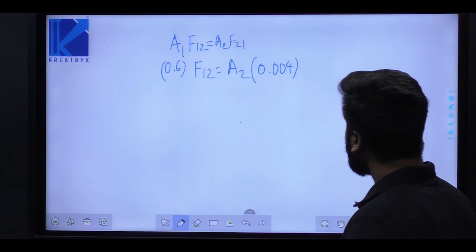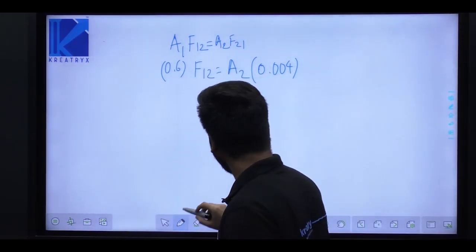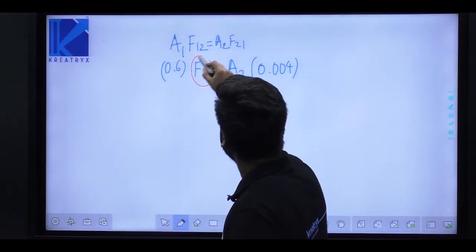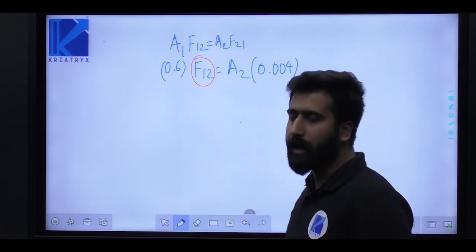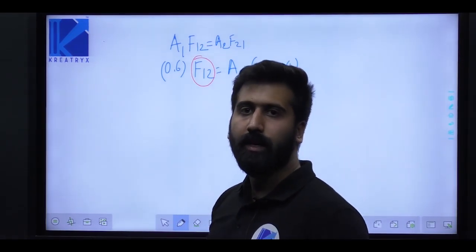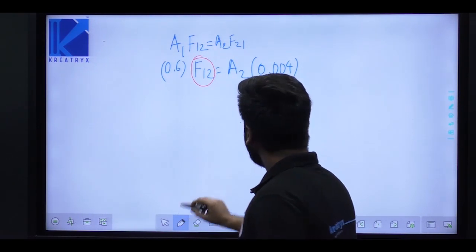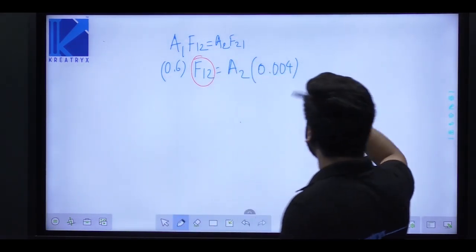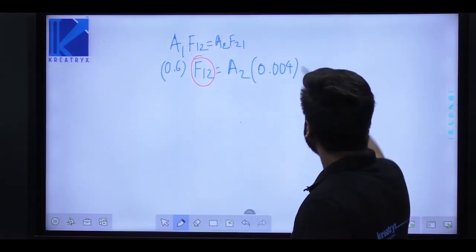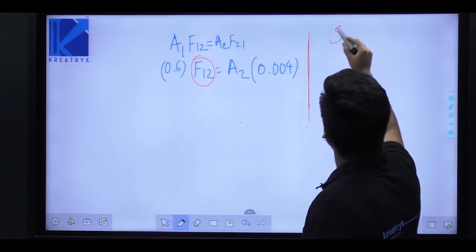So this is the data. Now if I find out F12, I can find out A2 and that will give me the side of the cube. So I have to find F12. Now what can I use? I can use summation.